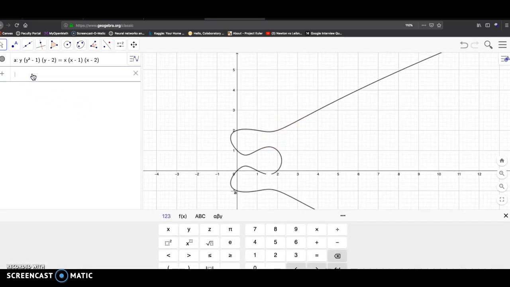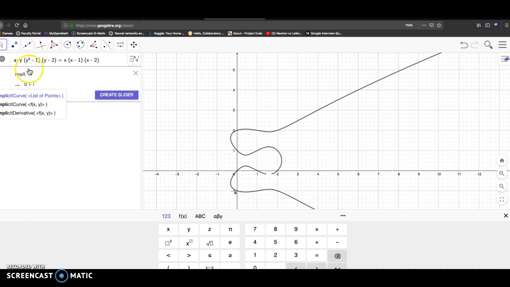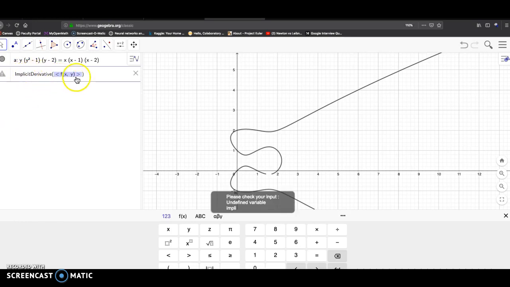So the first thing I want to do is get the derivative. If you just start typing implicit derivative, you'll see a list come up. And I want implicit derivative. Notice right here it gives you a function, and this is really two different inputs. So this is really a 3D function. I want to think of it like that.